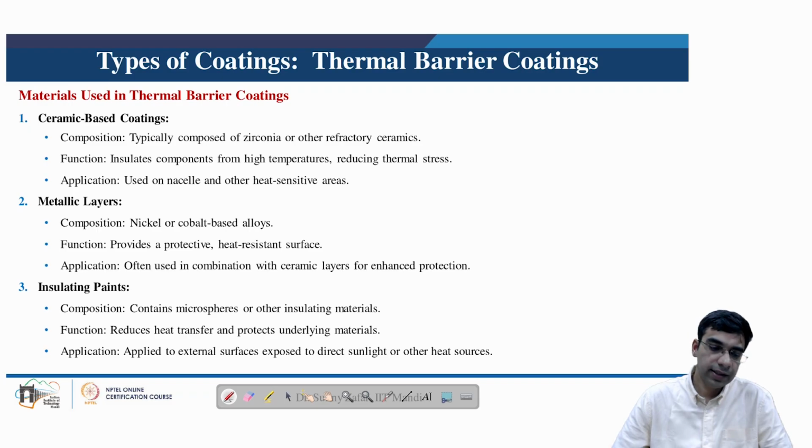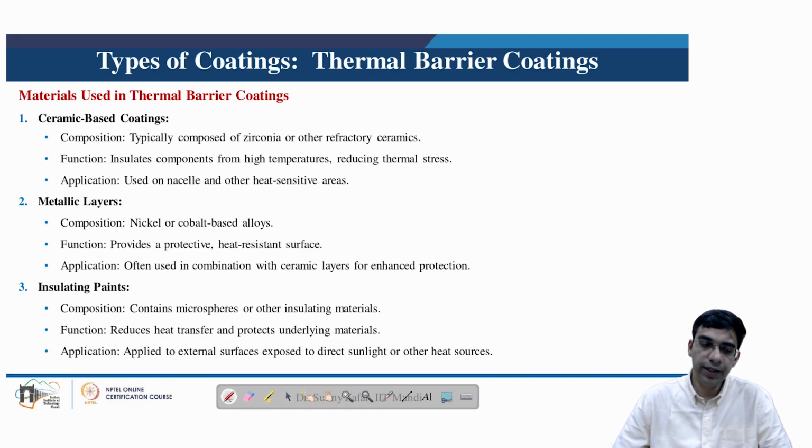Sometimes metallic layers of nickel and cobalt may also be added in the thermal barrier coatings that provide a protective and heat resistant surface. So these are often used in combination with ceramic layers for enhanced protection.